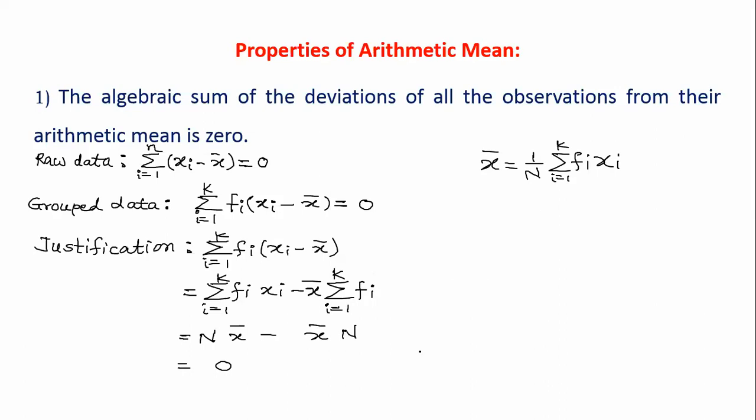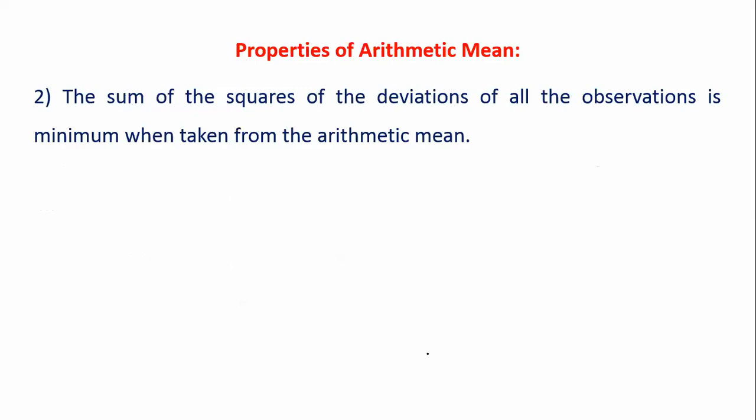So it is really amazing, and this point will be raised by me when we discuss the different measures of dispersion. Okay, so the next property is that the sum of squares of the deviations of all the observations is minimum when taken from their arithmetic mean. For that some robust calculus theory is needed, but I will try to explain it to you.